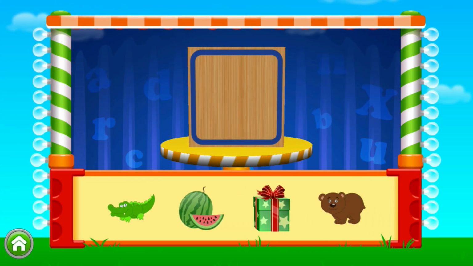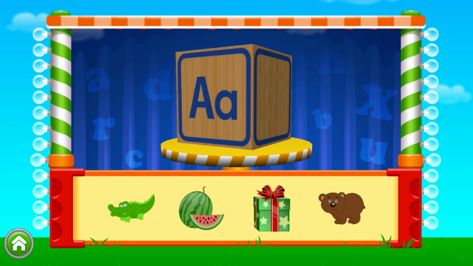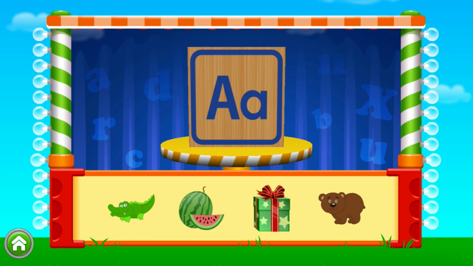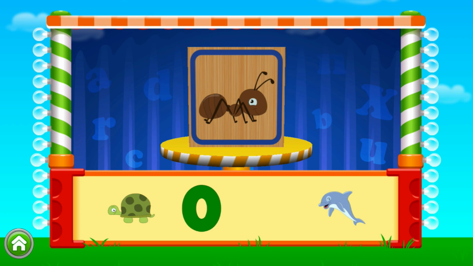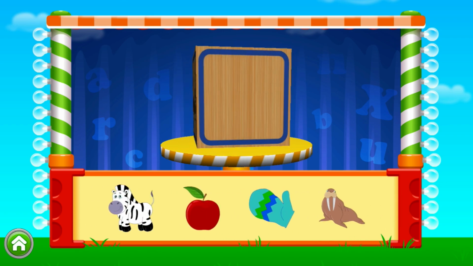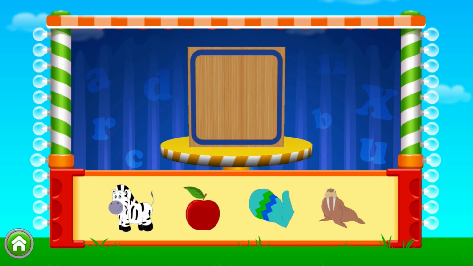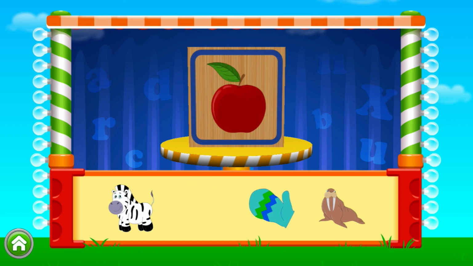Let's make letter cubes. Find the sticker that begins with the sound I will tell you and paste it on the block. Drag the sticker that begins with the sound ah. Alligator. Go ahead and turn the letter cube. Ant. Now, let's do the next side. Apple.